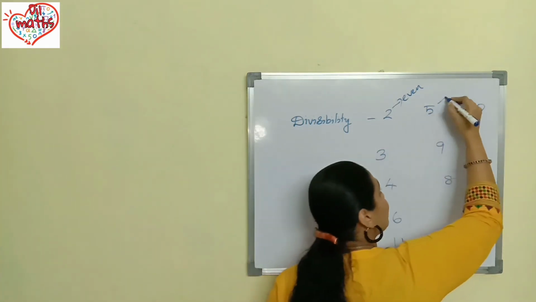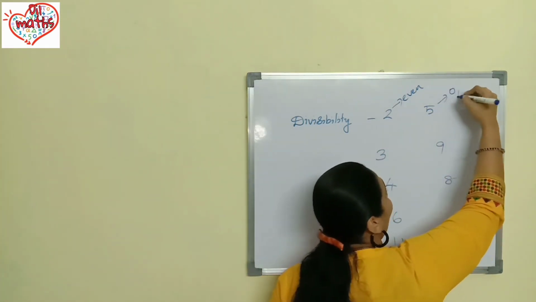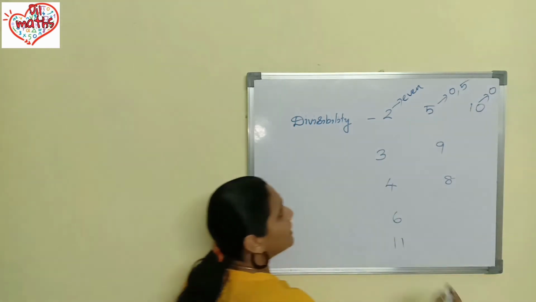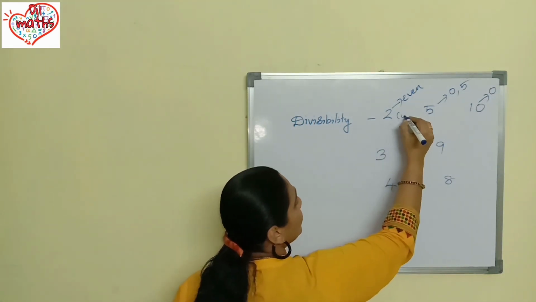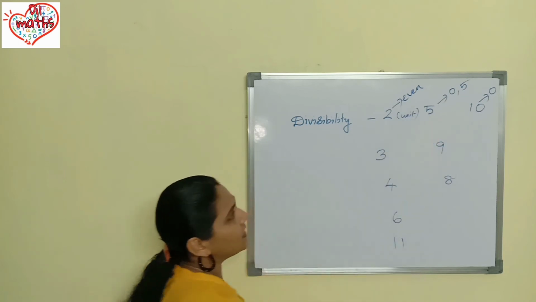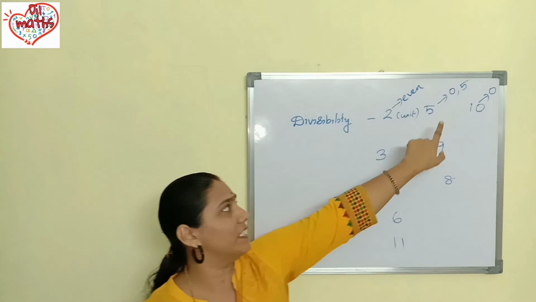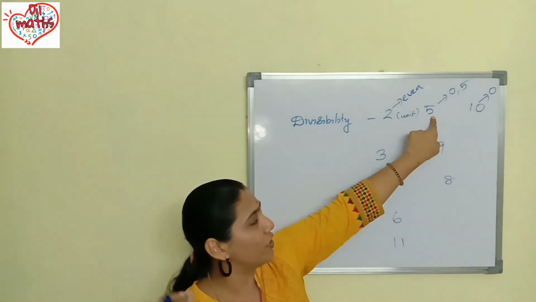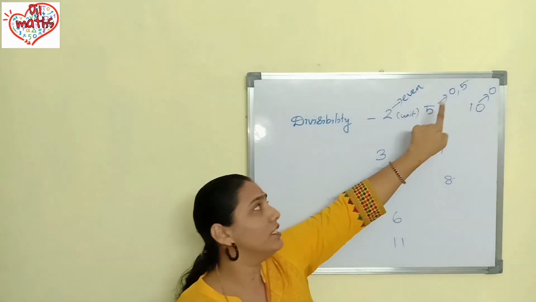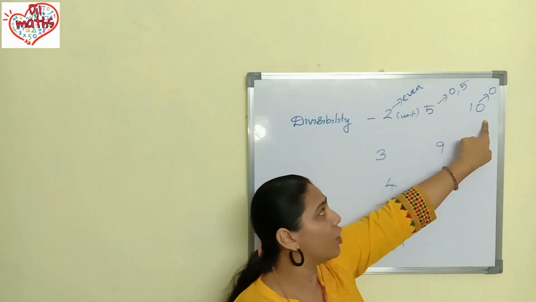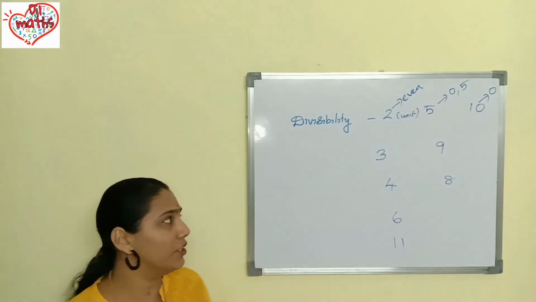And in 5, what should come in the unit place? 0 or 5 should come in the unit place. And in 10, 0 should come in the unit place. So here you are checking the unit place: for 2, an even number should come in the unit place; for 5, 0 or 5 should come in the unit place; and for 10, 0 should come in the unit place.